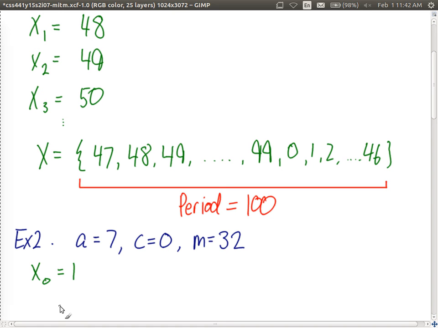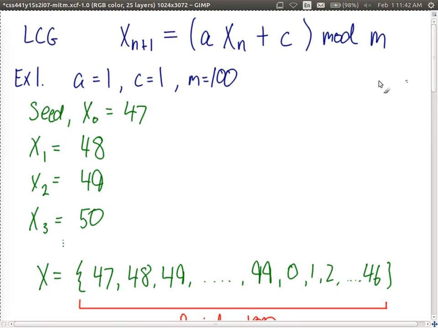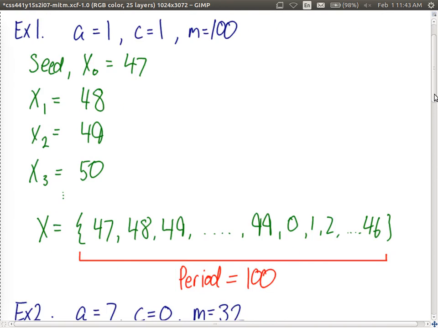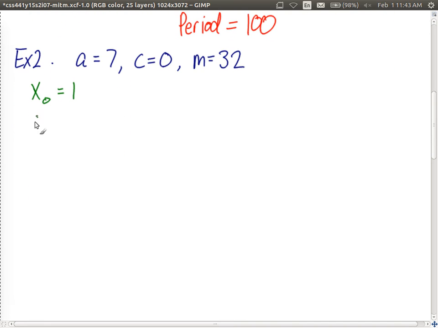We won't get a volunteer from the back, we'll maybe move down the front. Calculate x1 and x2. C is 0, so we can ignore that. It's simply 7 times our past value mod 32. Seven times 1 mod 32 gives us 7, x2. 7 times 7, 49 mod 32, we're left over with 17.